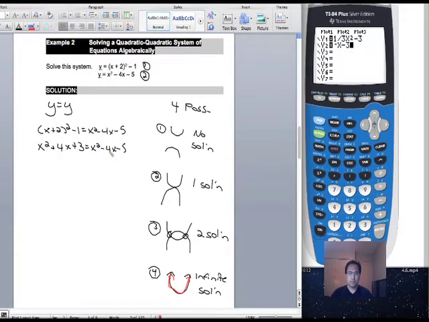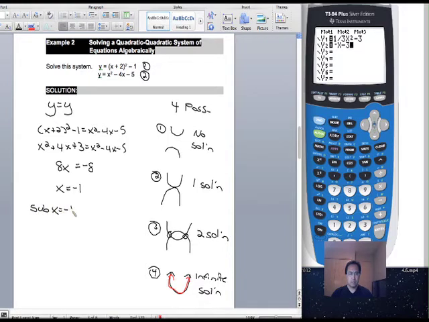This is going to be 4x plus 4x is going to give us 8x. We'll subtract 3 from both sides. It's going to be equal to −8. x equals −1. Now there's 1 solution, which means that we're looking at this kind of a situation here.